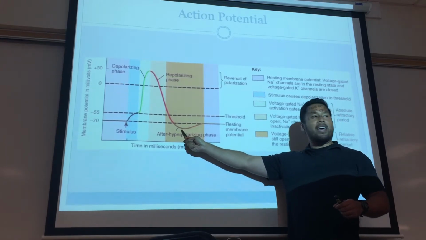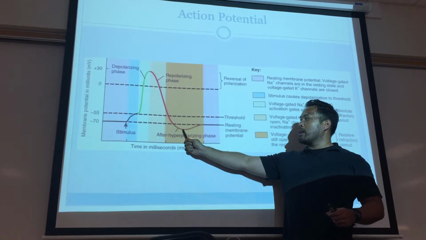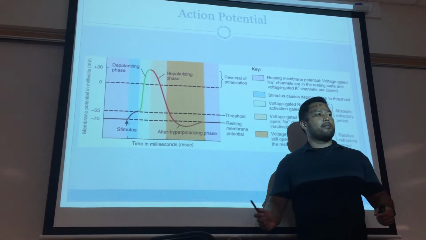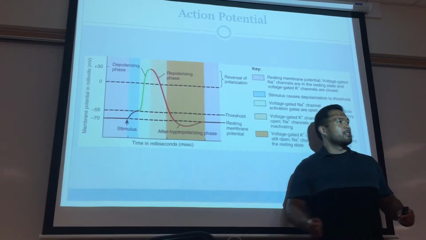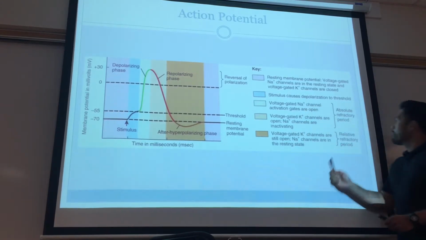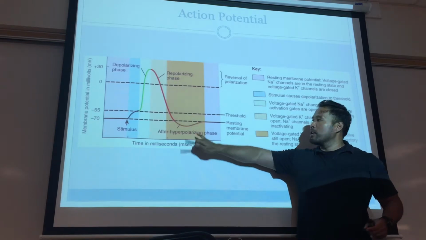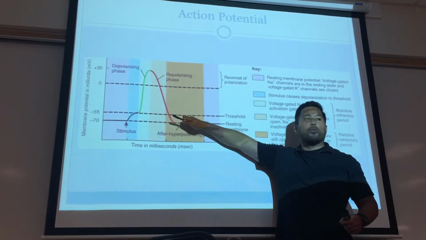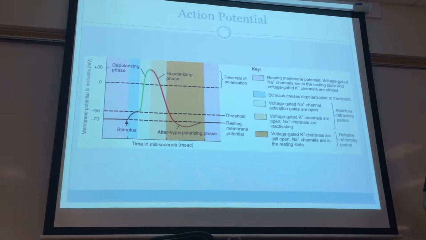Let me give you a number. We're about -80 right here. If I were to create a stimulus right here, I'd have to go from -80 to -55. What's the difference there? 25 millivolts. So that second stimulus at the relative refractory period has to be a greater stimulus, because we have to get back up to threshold in order to elicit a second response, a second action potential.